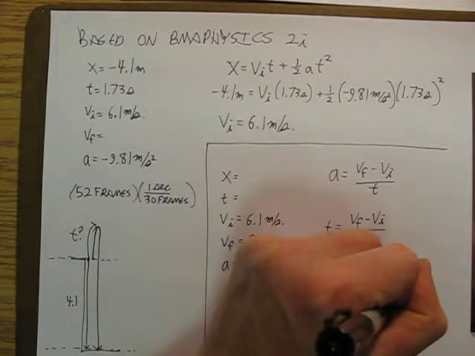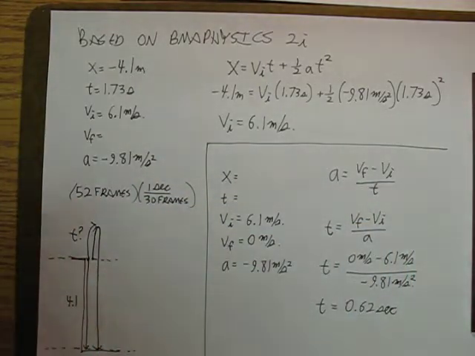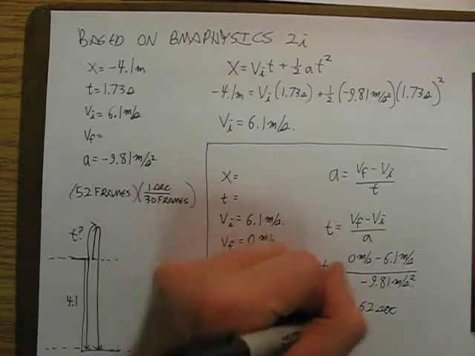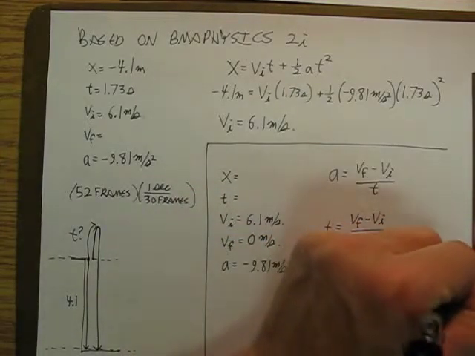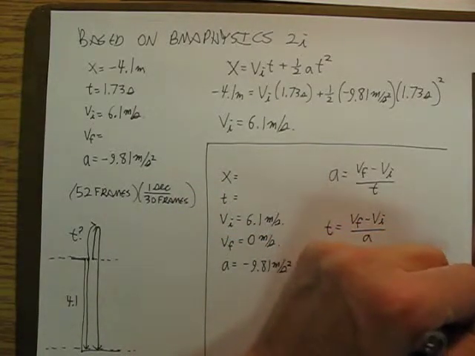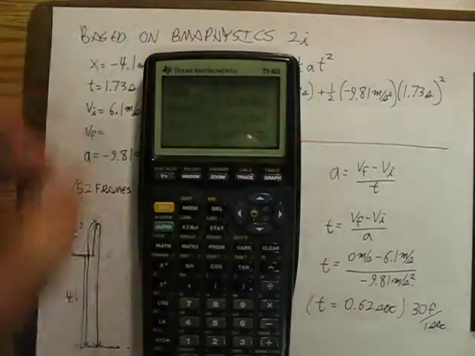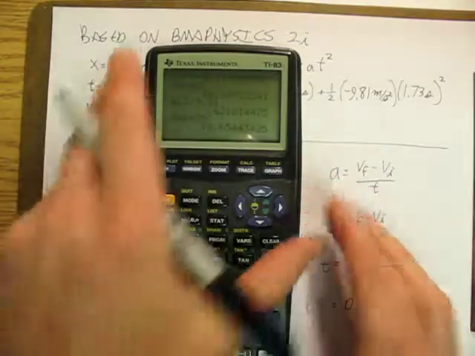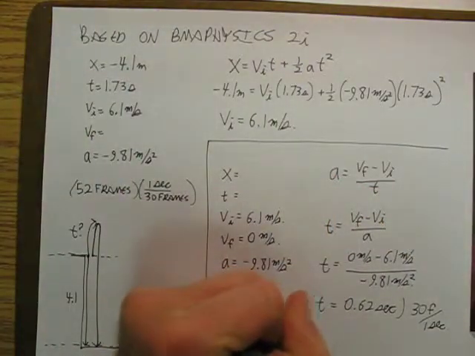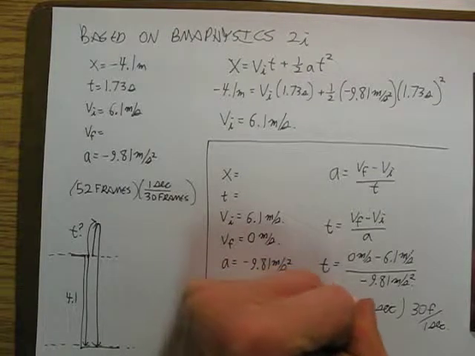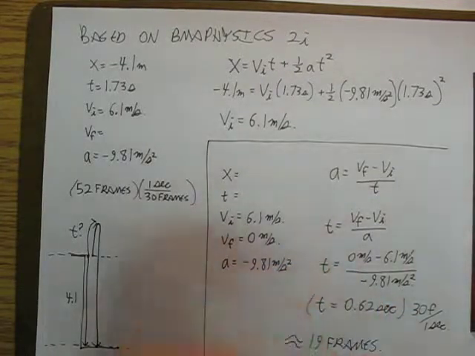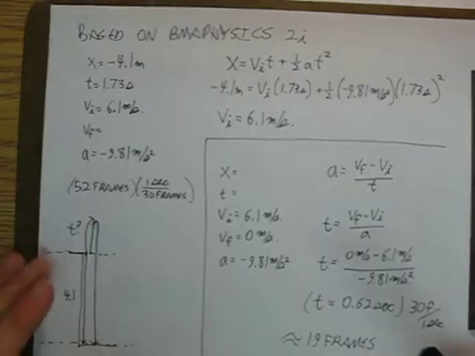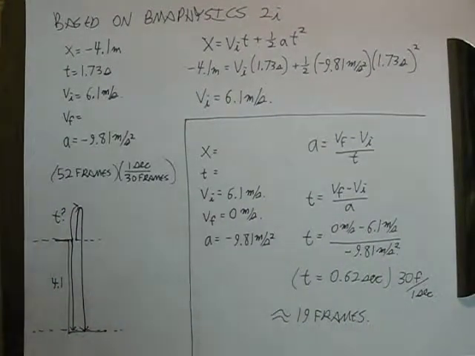0.62 seconds. Now if I multiply that by my frame rate, 30 frames per 1 second, I get 18.6 frames, or approximately 19 frames. And when I analyze that video, what I find is that the ball goes up for 19 frames before it starts coming back down. That's that video.